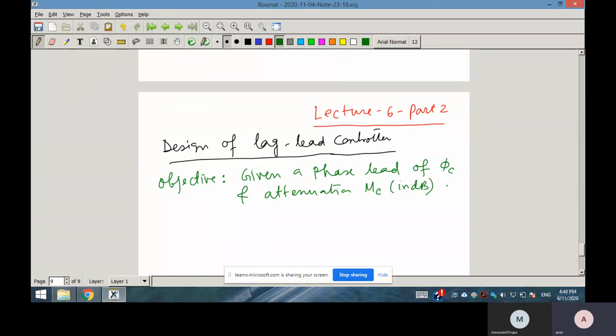At a particular frequency omega c, determine the controller parameters. What are the controller parameters? A, B, alpha. Because once alpha is known, beta will be equal to 1 by alpha, because alpha beta equals 1. In this way, we have reduced the two parameters alpha and beta to one parameter. If alpha is not equal to beta, then the design will be complicated. Now we will be seeing those things.